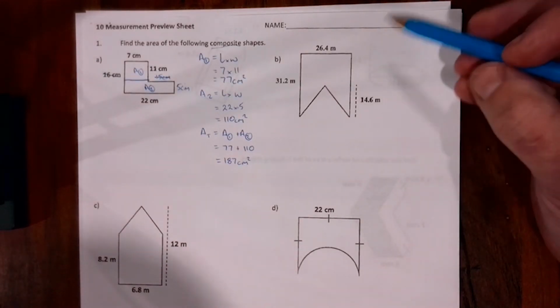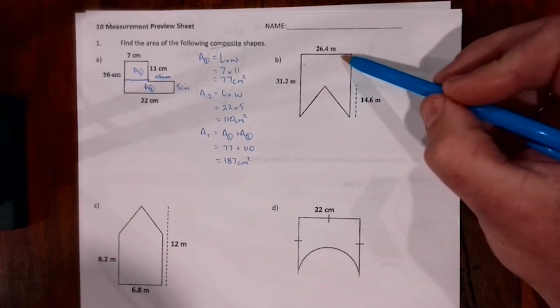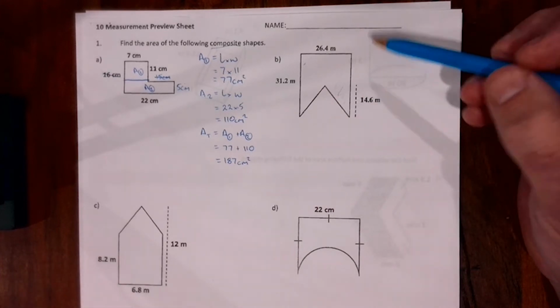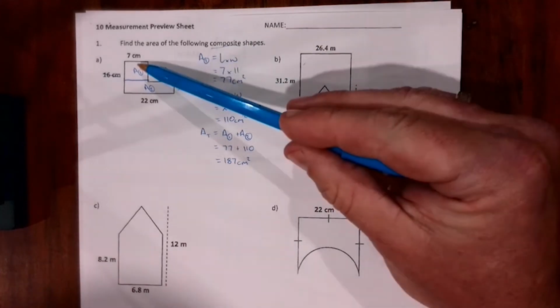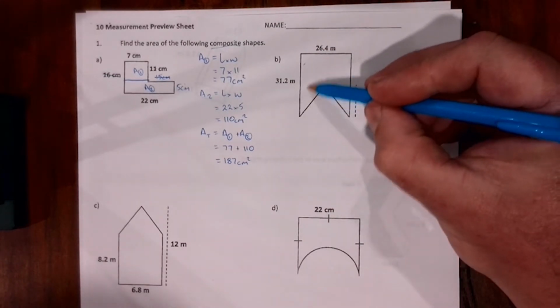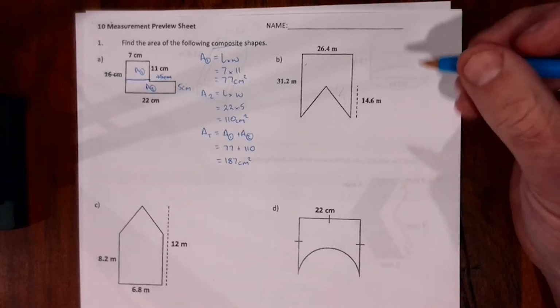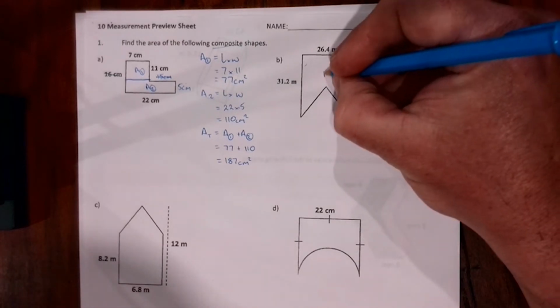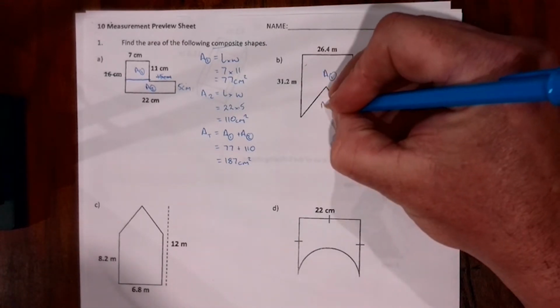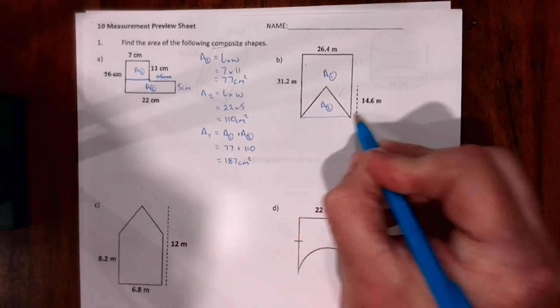Question 1b is another composite shape which we're trying to find the area of, so I'm trying to find out this area here. Unlike question 1 where I found the two shapes and added them together, this time I'm going to find a rectangle and I'm going to subtract a triangle from it. Okay, so again I'm going to call them area 1 and area 2, and just so this is clear, this is my triangle that I'm working out here.